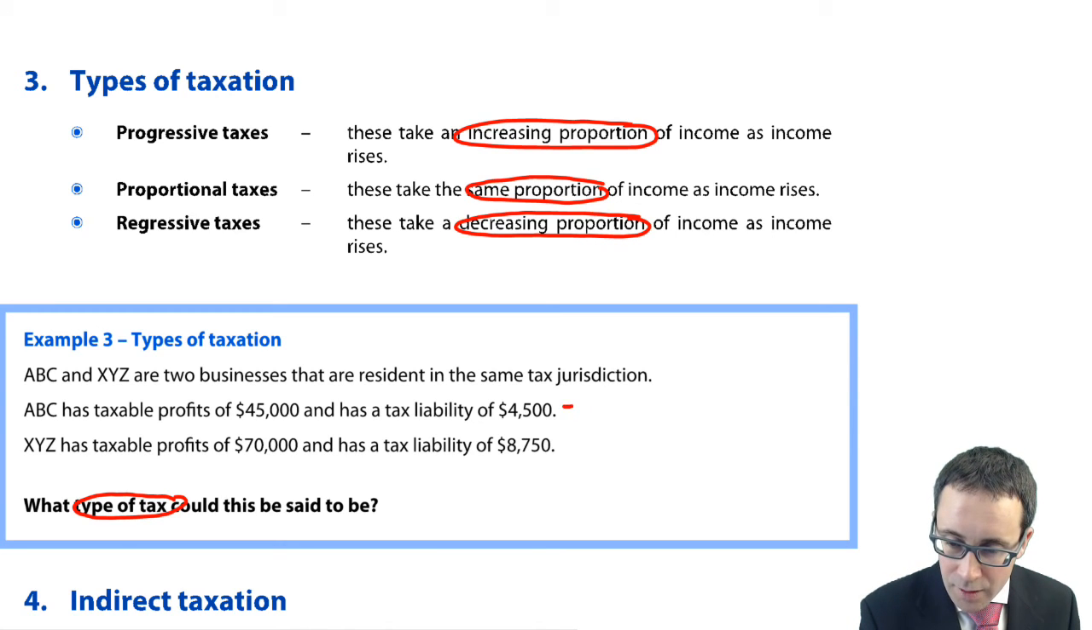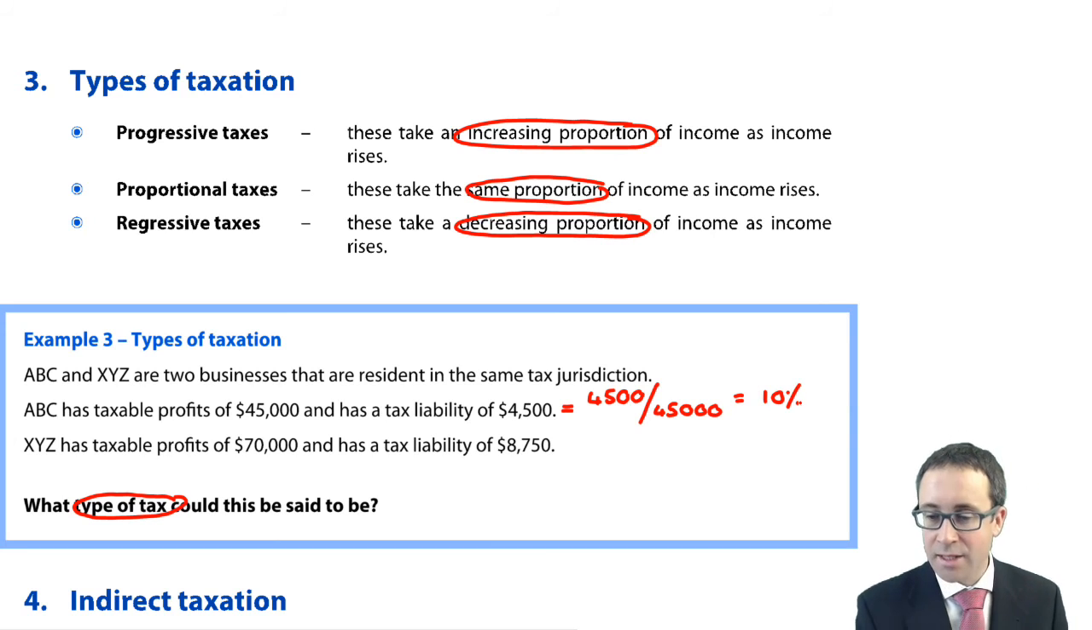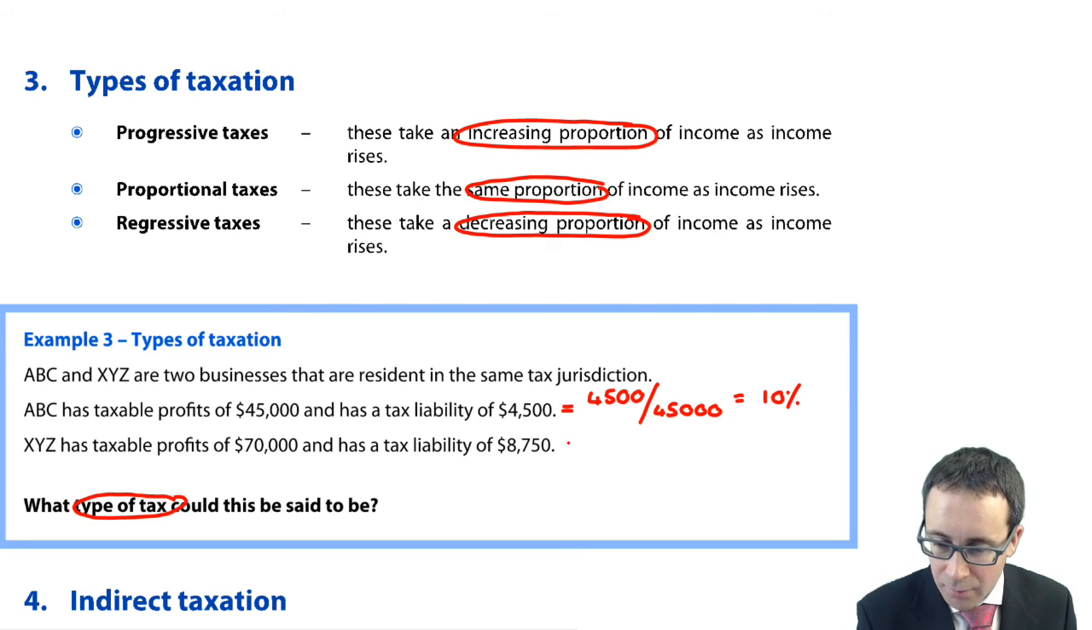So the proportion of tax that ABC pays is 4,500 divided by 45,000. So the proportion of tax to be paid there is 10%, isn't it? Now, if that is a proportional tax, then XYZ would also pay 10%. If it was a regressive tax, as XYZ has made more money, we would pay less tax. I think you can see there that it may be a progressive tax, mightn't it? Because we have generated more income, and proportionally we are paying more tax, aren't we?